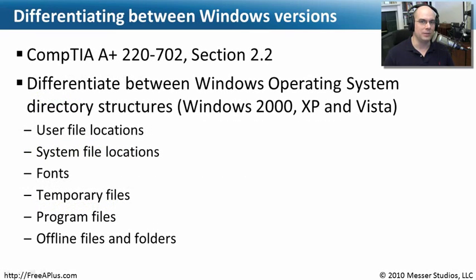Well, that covers the requirements from our 220-702 section 2.2, where we've needed to know where all of these different file types are stored, where our programs are stored, our user files, and all of the things that are in between.